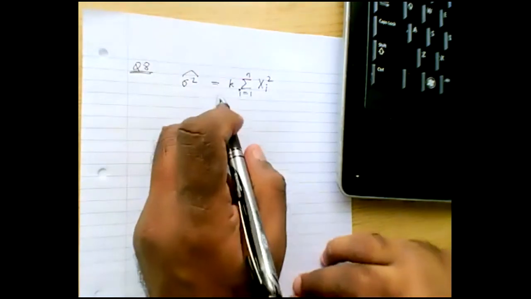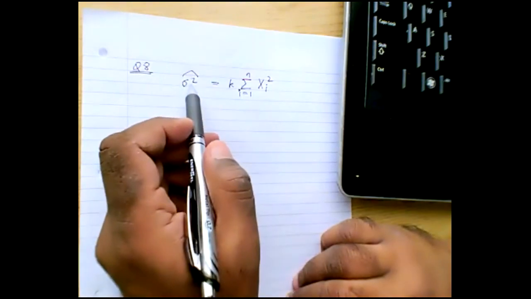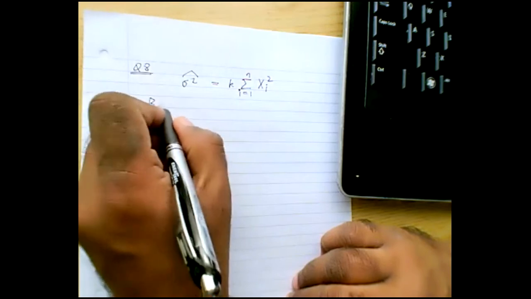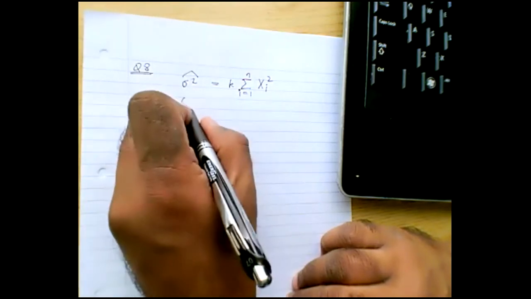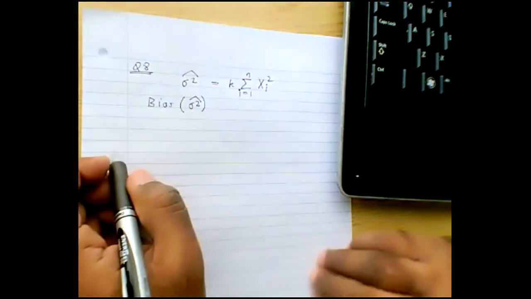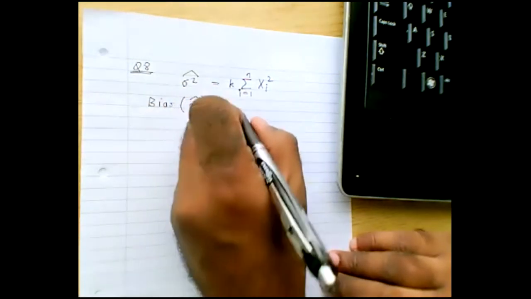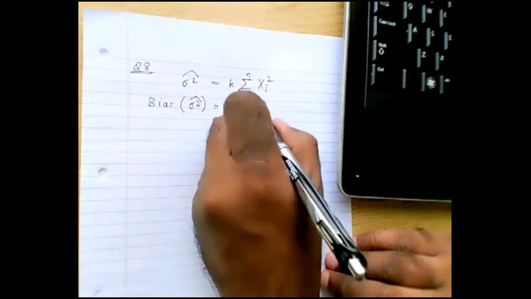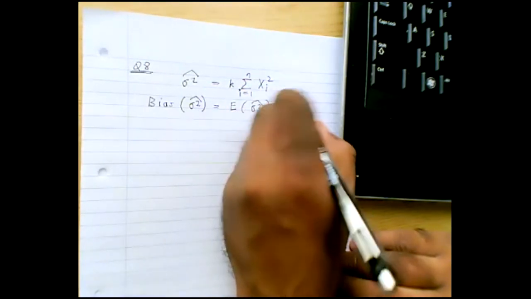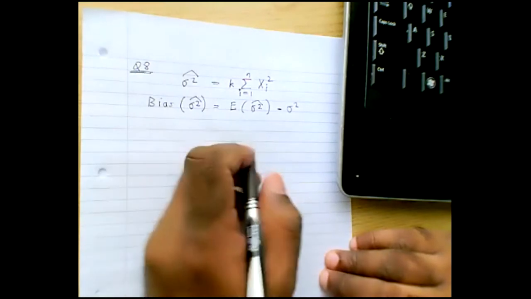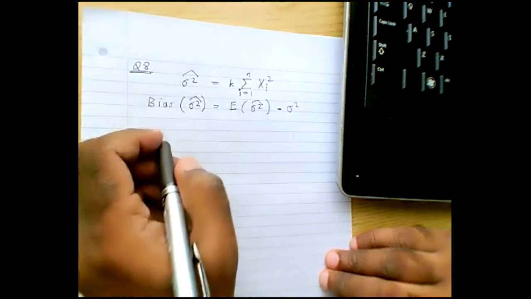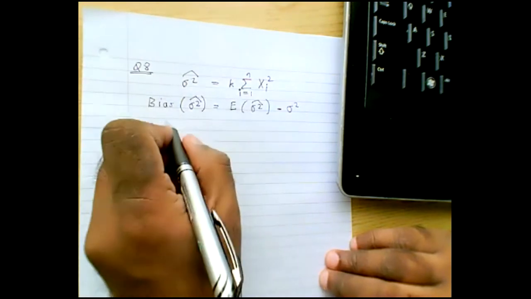And we want to find the k such that this estimator is unbiased for sigma squared. So what you need to do is to find the bias of this, right? Which is this. All right, and then set this to 0 and then solve for k. Let me show you how to do it.